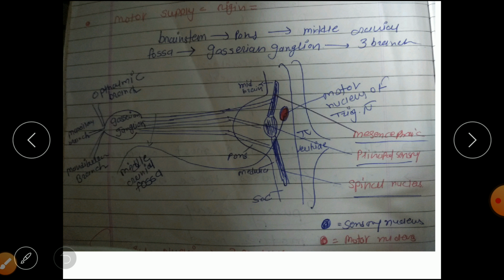See in the diagram, the brainstem is shown: the midbrain, pons and medulla. The first nucleus, the mesencephalic nucleus, arises from the midbrain. The principal sensory nucleus arises from the pons and the spinal nucleus arises from the medulla. So these are the three nuclei responsible for sensory function.